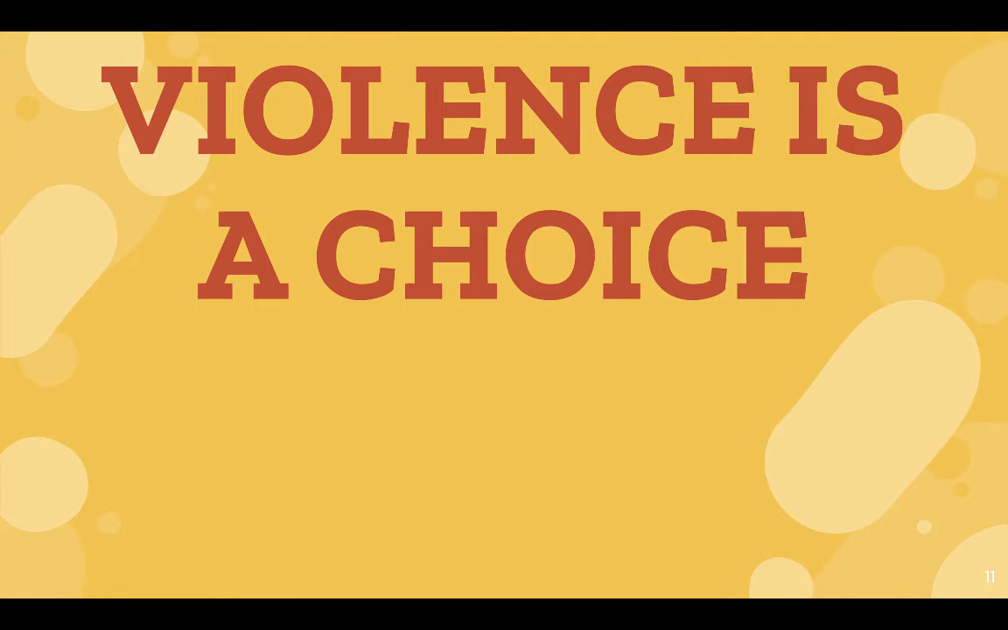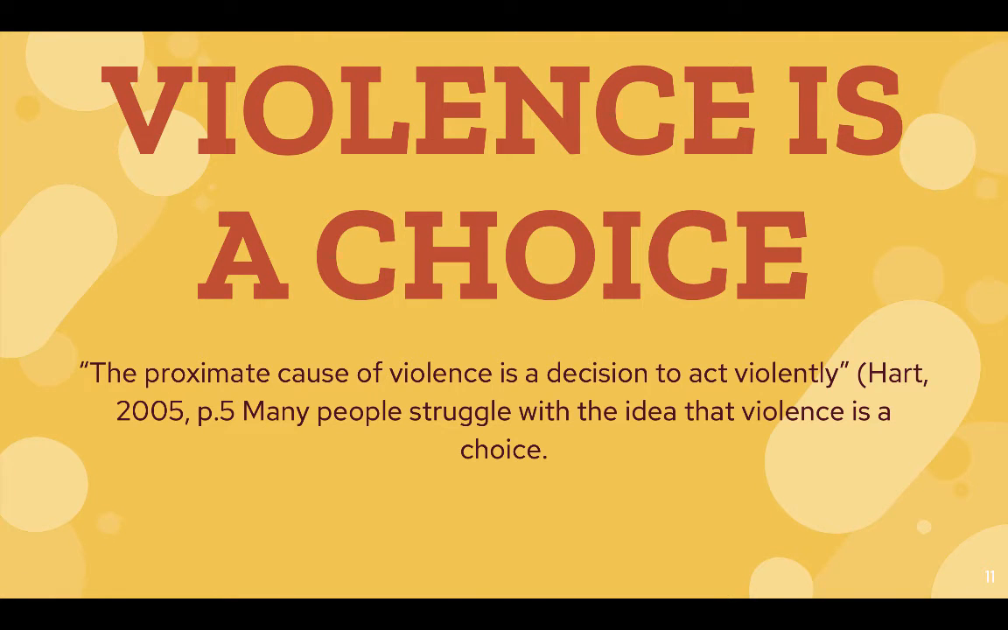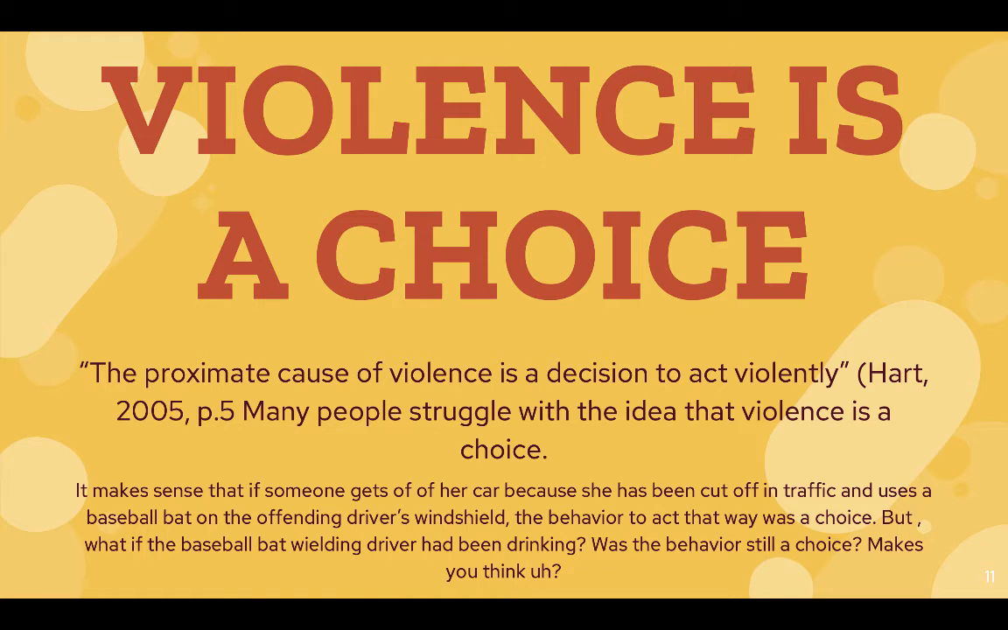Violence, they say, is a choice. So the proximate cause of violence is a decision to act violently. Many people struggle with the idea that violence is a choice. To give you an example, it makes sense that if someone gets out of her car because she's been cut off in traffic, such as road rage, and uses a baseball bat on the offending driver's windshield, the behavior to act that way is a choice. But what if the baseball bat wielding driver has been drinking? Was the behavior still a choice? Makes you think, huh?